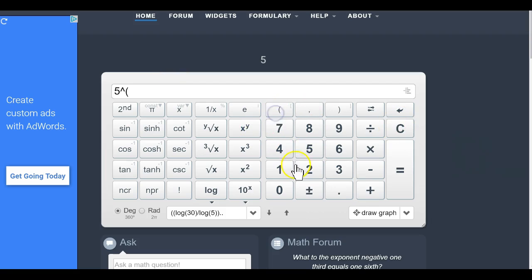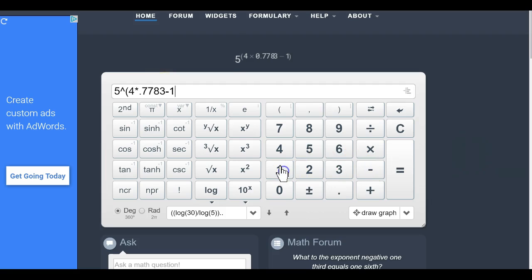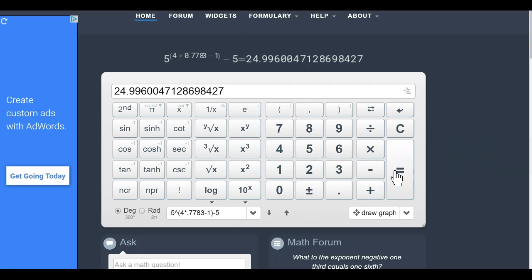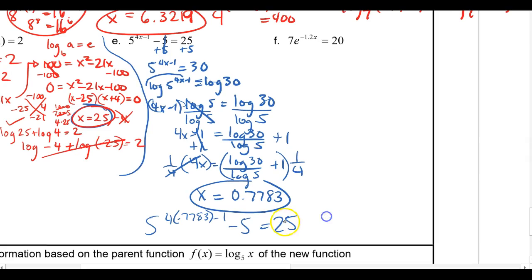5 raised to 4 times 0.7783, and then minus 1, okay, and then all of that minus 5. And that should be pretty close to 25. That's what we want, this 25 here. So that is pretty close. We have 24.996. So that is correct.